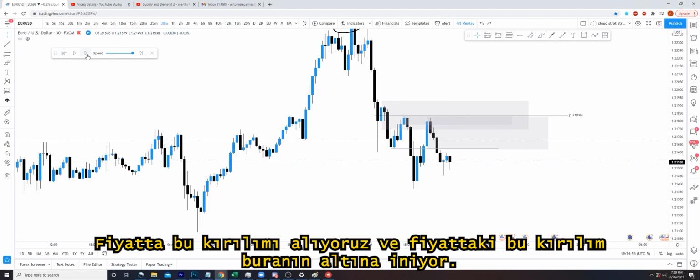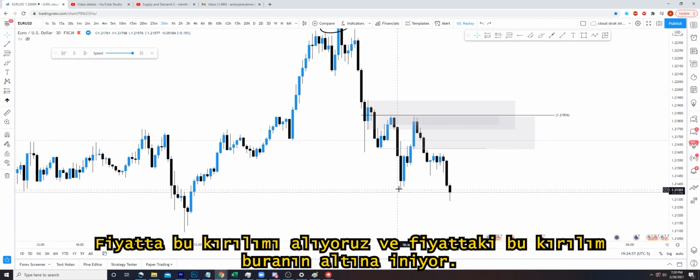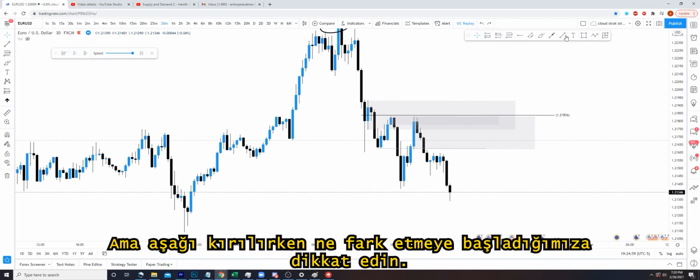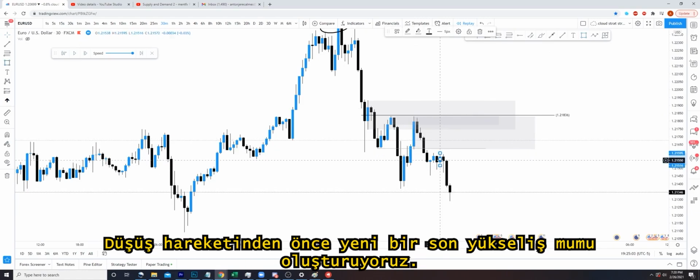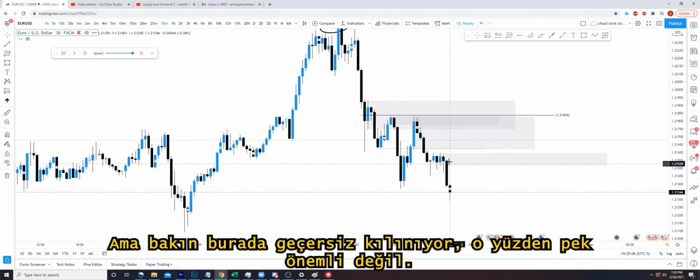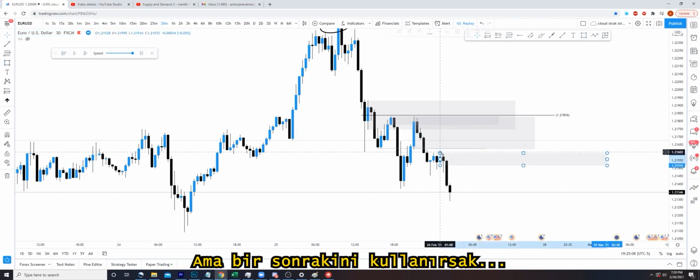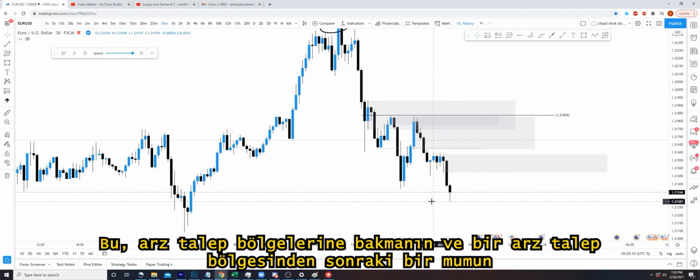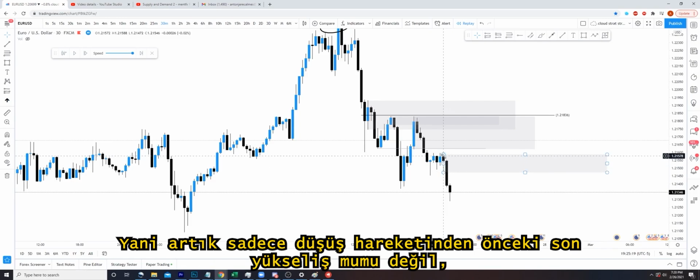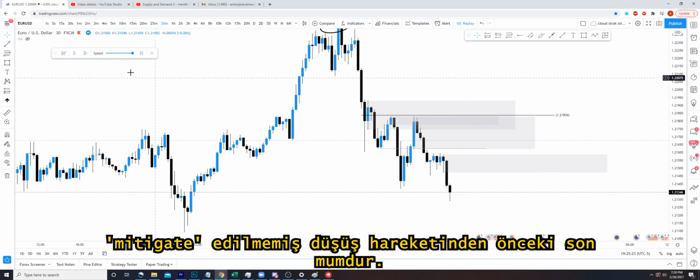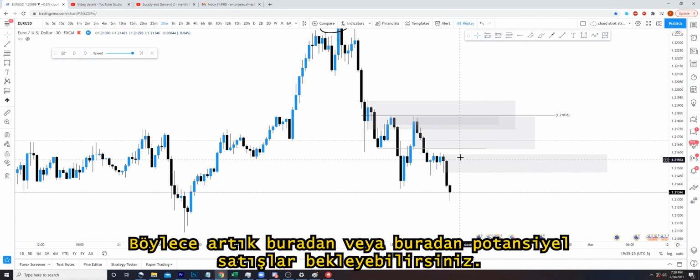So we get this breakdown in price, and this breakdown in price gets below here. But as it's breaking down, notice what starts to form. We form a new final up candle before the down move, but then look, it gets invalidated here, so it doesn't really matter. But if we use the next one, this now is the second step of looking at supply and demand zones and recognizing that a candle after supply and demand zones can become its own supply zone, right? So now it's not just the last up candle before the down move, it's the last candle before the down move that has not been mitigated. So you can expect potential sells from here now or from here.